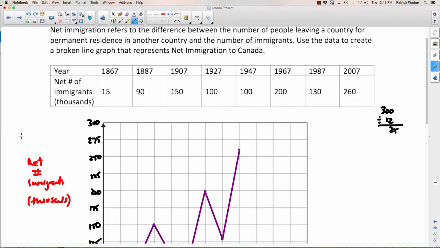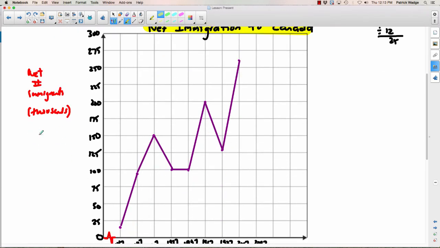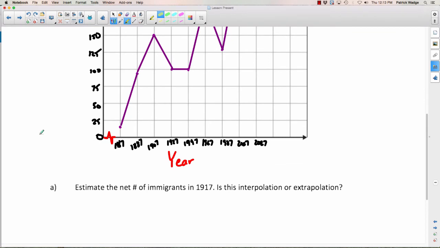Oh, you know what I never did? Never put a title. Okay, there you go. I didn't want to waste your time watching me write stuff. So there's our table, our graph. So our broken line graph. Looks pretty good. Let's answer some questions.